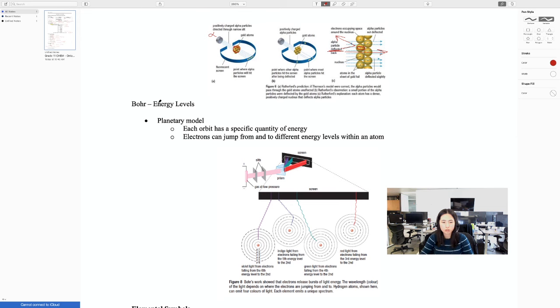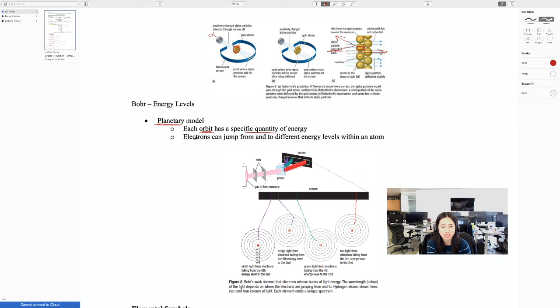Okay, so moving on to Bohr. Bohr was responsible for proposing the planetary model. As the word implies, it's like planets orbiting around the sun. As you can see, we have what we call energy levels, where the electrons are specifically located. Each orbit has a specific quantity of energy, so he's saying that energy is quantized.